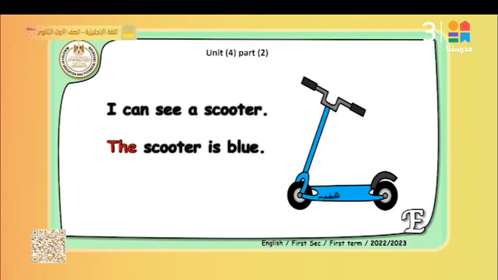Like here, for example, we can say, I can see a scooter. The scooter is blue. Okay, so in the first sentence, it's mentioned for the first time, we use a. In the second sentence, we mention it again, we use the.